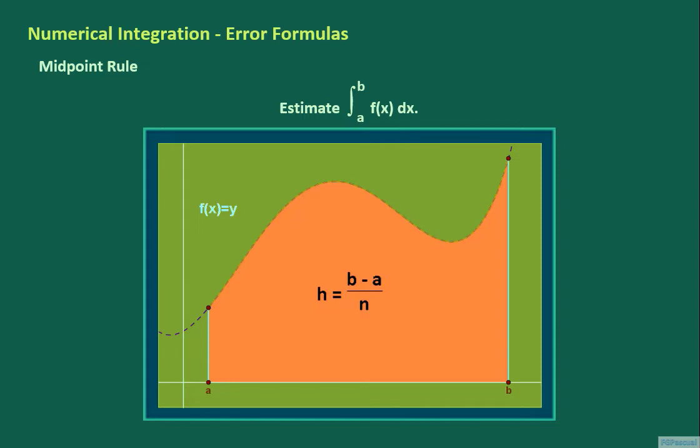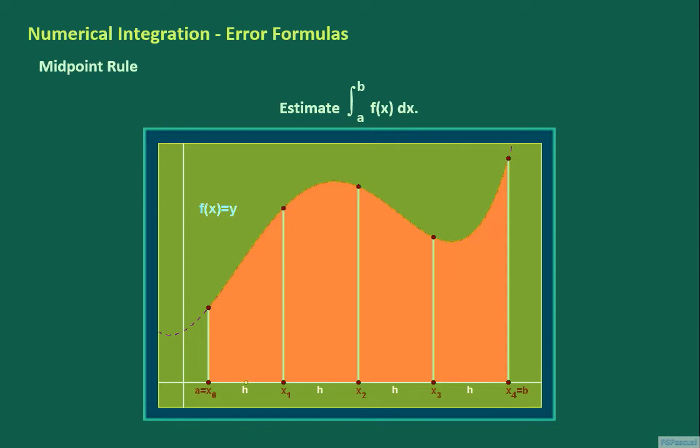We determine the partition points or the nodes of the interval. We can start by designating a to be equal to x sub 0, followed by x sub 1, x sub 2, all the way through x sub n, with b being equal to x sub n. The graph uses 4 subintervals, and therefore n is equal to 4, with b being equal to x sub 4.